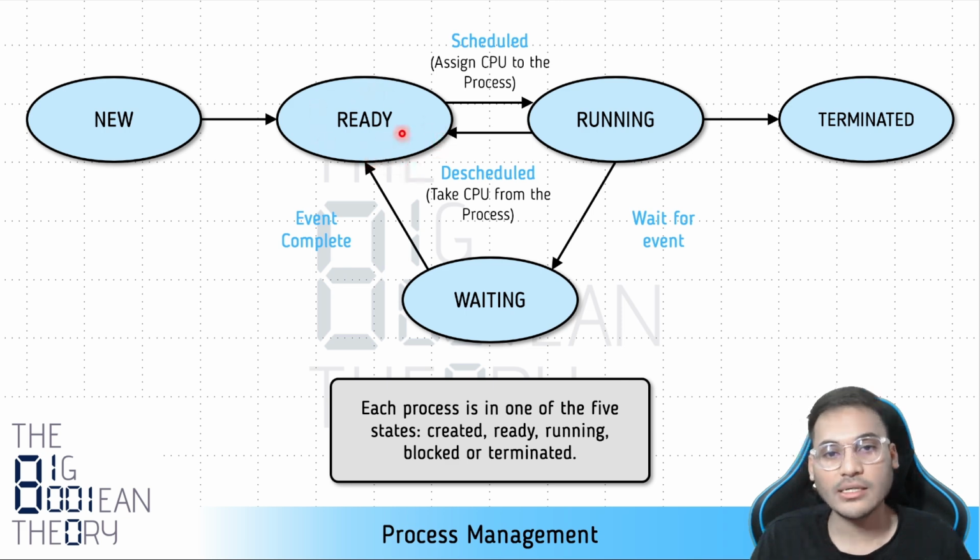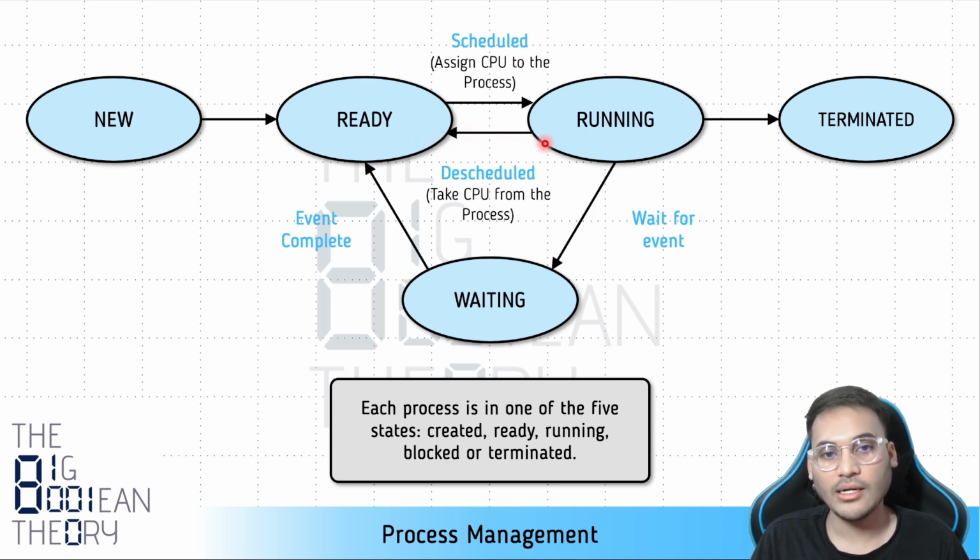Then from the ready state, the process goes into the running state when it is scheduled. That is, whenever the control of the CPU is allocated to the process, the process goes from ready to the running state, where it executes the instructions on the CPU. Now, from the running state, there are 3 possibilities. The first, simple possibility is that after executing its instructions, the process transitions from running to the terminated state. That is, it finishes its execution.